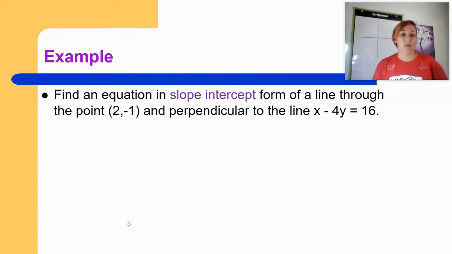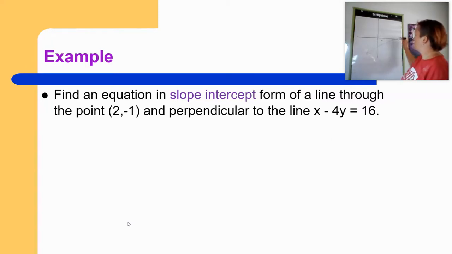So just like on the last problem, I want to find an equation in slope-intercept form of a line that goes through the point (2, -1). So let's go ahead and draw that on our graph, (2, -1). And I want that line to be perpendicular to the line that we get when we graph x minus 4y equals 16. So I'm going to just sketch out, the graph is going to look something like this.